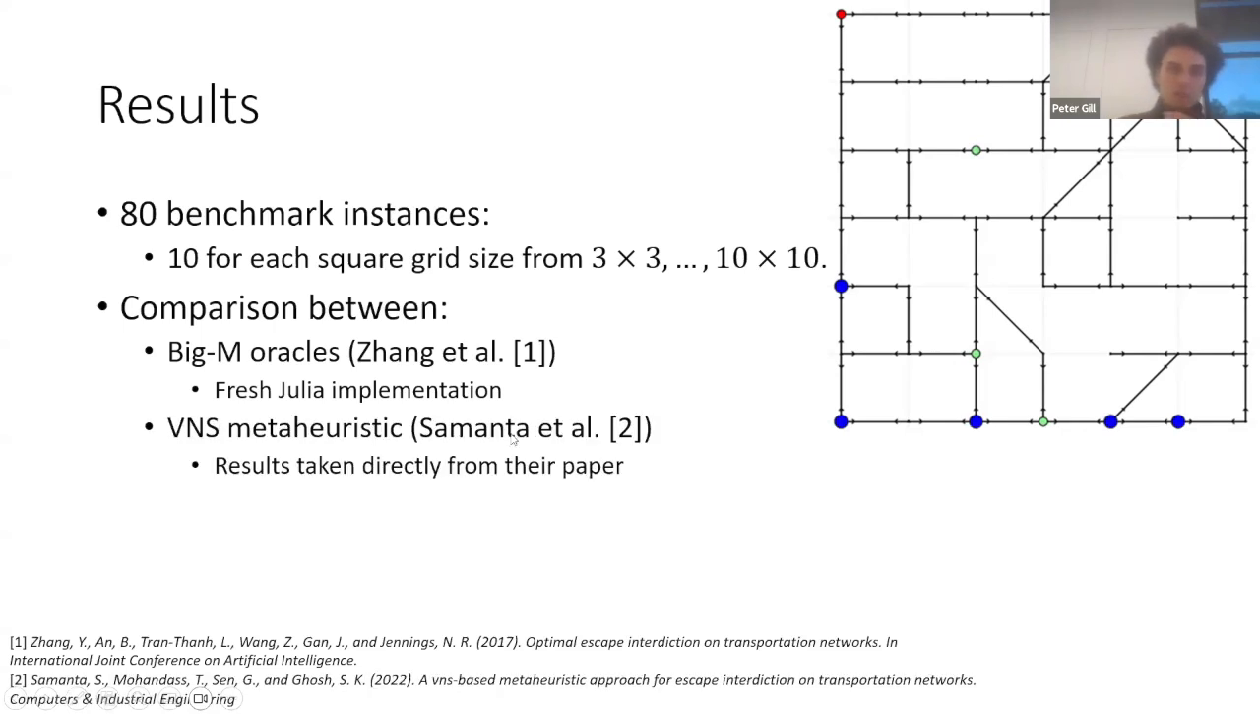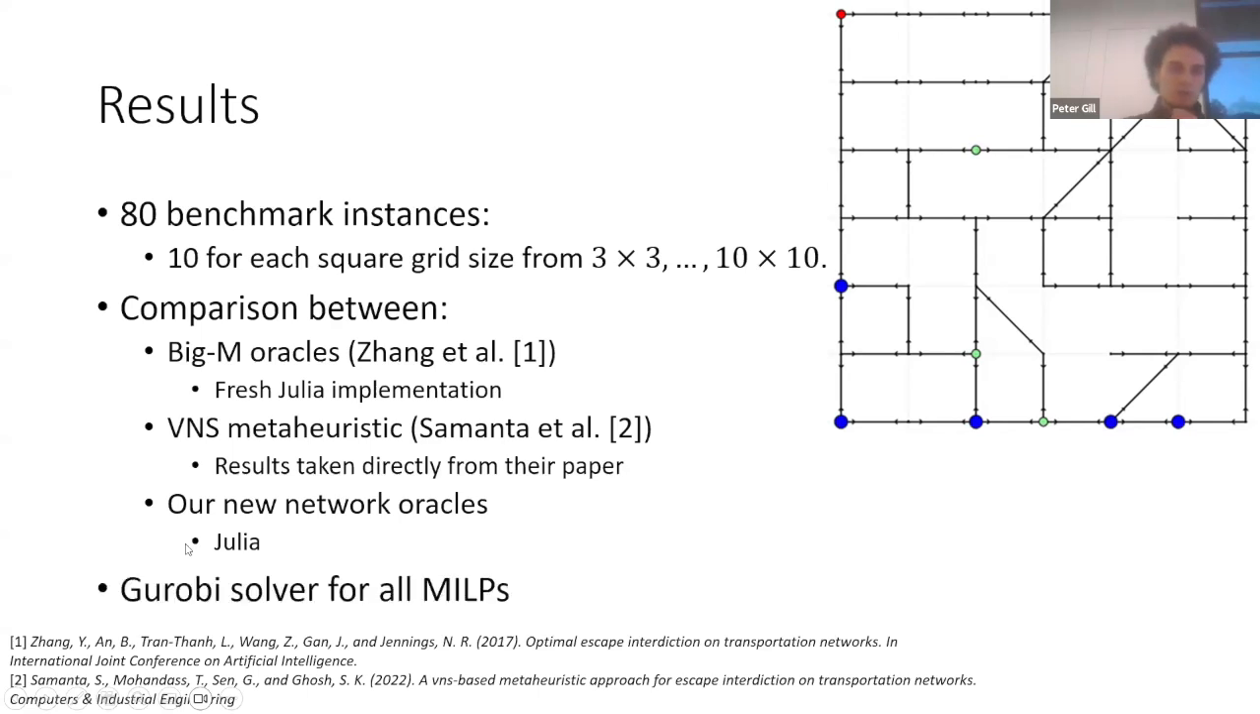And then there was a metaheuristic by Samantha et al. Their results were taken directly from the paper, so I didn't do any implementation with that. And then finally, our new network oracles, also using Julia, so all in the same program, and where we used Gurobi to solve all our mixed integer linear programs. There's three problems: the master LP, attacker oracle, and defender oracle are the key players there.